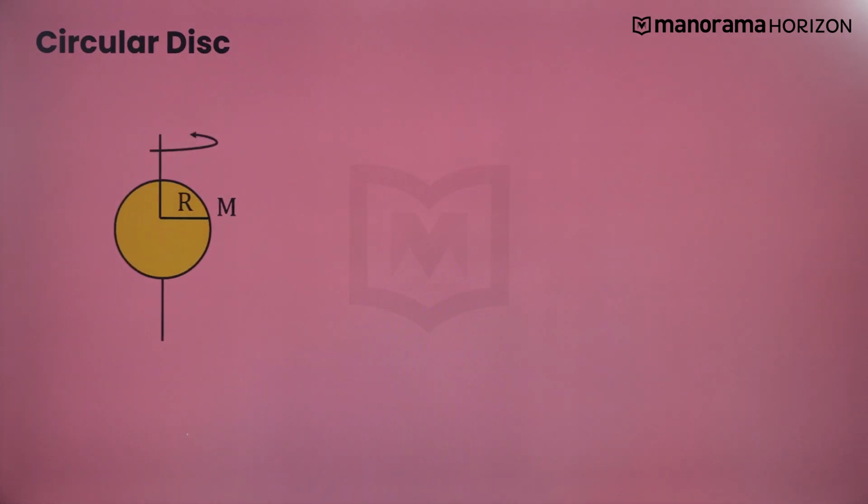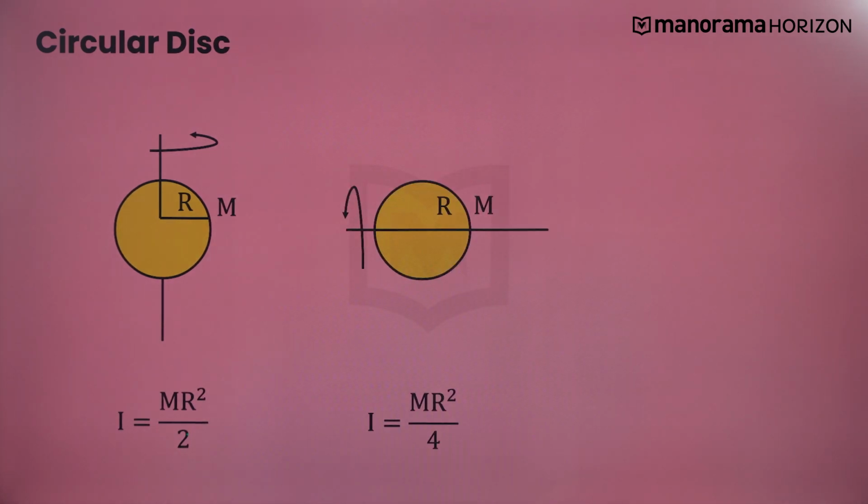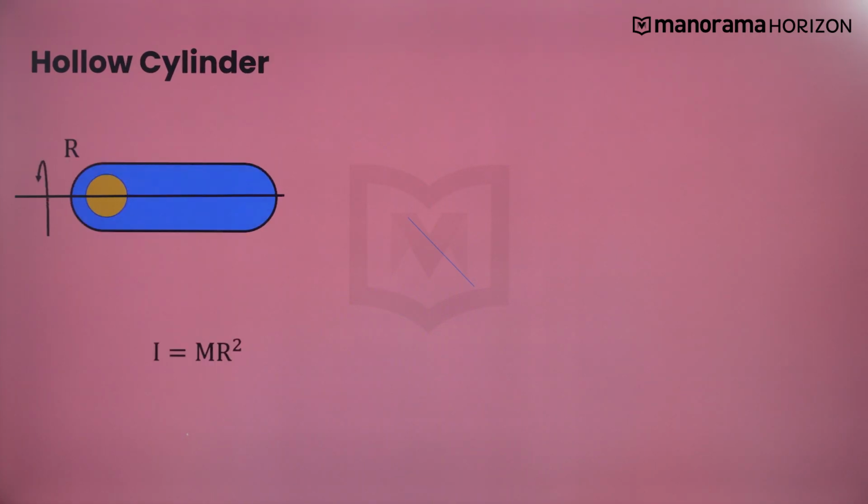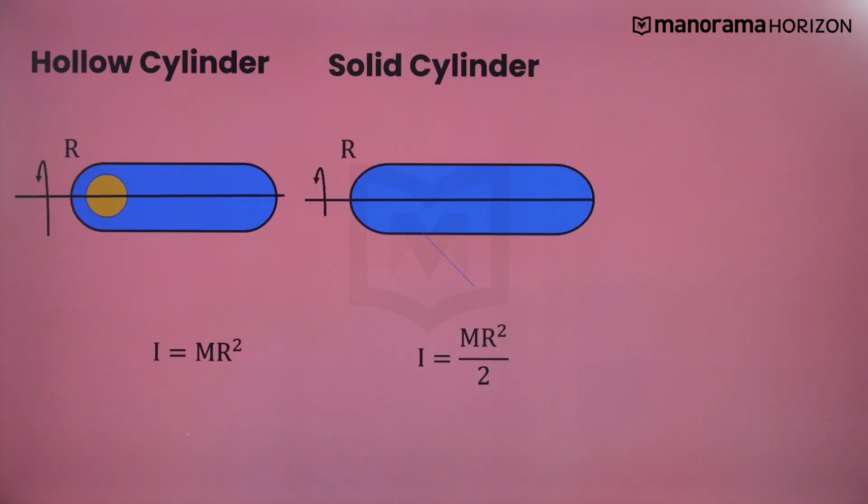For a solid circular disk, again, we can have two different orientations. In this case, we have I is equal to mr square for one orientation, and for the other, it is I is equal to mr square by 4. For a hollow cylinder, the moment of inertia is equal to mr square, while for a solid cylinder, the moment of inertia is mr square by 2. You will notice that the moment of inertia for a hollow cylinder is actually higher than a solid cylinder, provided the masses are the same. This is because in the case of a hollow cylinder, most of the mass is located farther away from the rotation axis as compared to the solid cylinder.